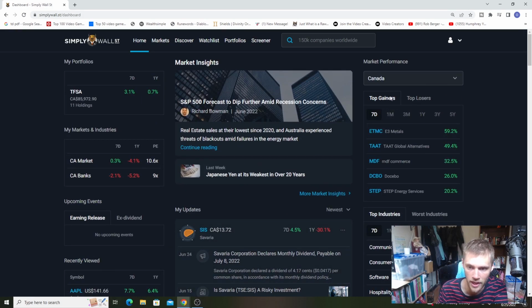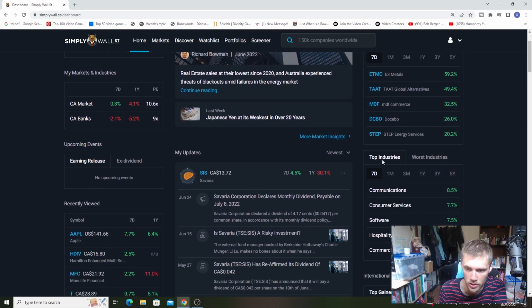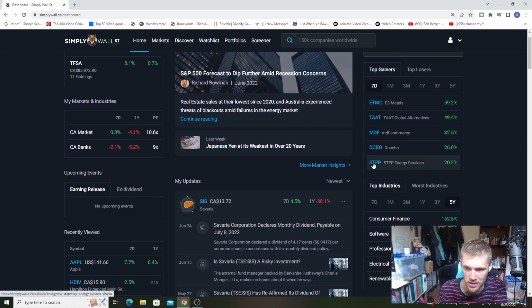Same thing with the top gainers. We can see different things going on in the market. Industries, we can go top industries, worst industries. Let's say over the past year, we can see the worst industries are pharmaceuticals, I didn't know that, interactive media services, consumer durables, and the top ones are going to be oil and gas, chemicals, and some other ones here. So that's kind of cool information. You can take a peek over the long term, the short term, what are the best performing stocks. So that's some cool stuff here.